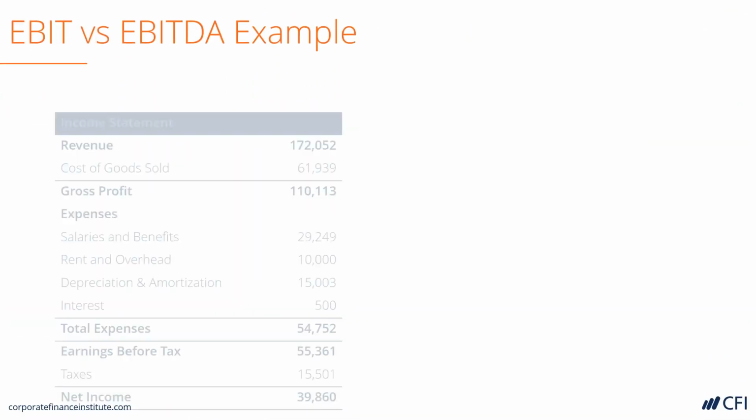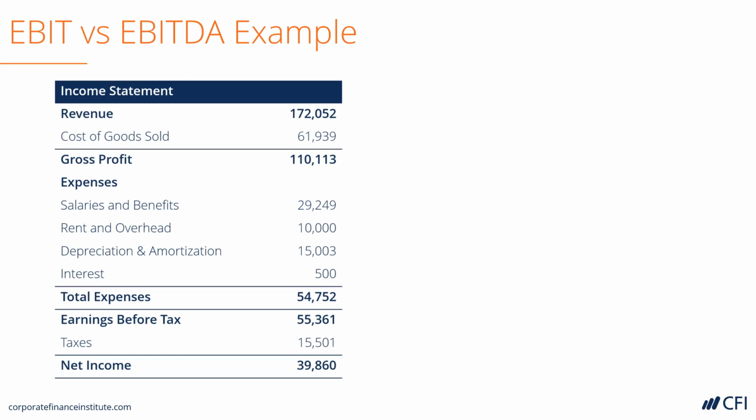Let's look at an example. Here is an income statement, and first we'll calculate EBIT and then EBITDA. For EBIT, we start with net income, add back the taxes, and add back interest to get our operating profit of $55,861. Now let's do EBITDA.